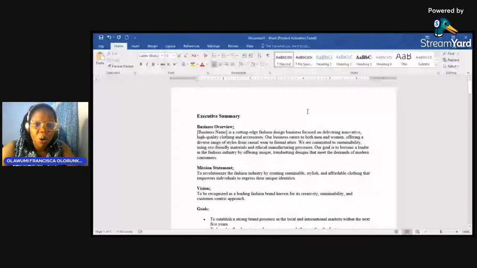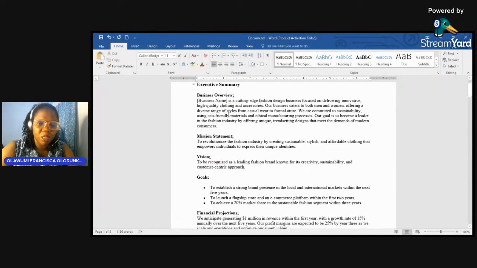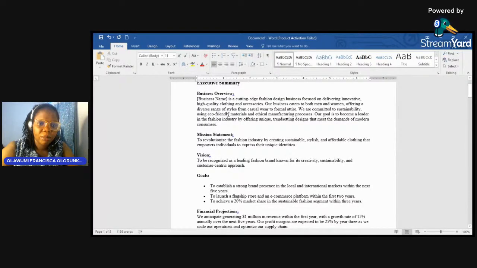Okay, so here I have a draft of a business plan for a fashion design company. You can see the business executive summary. It says here that this business, you're going to search your business name.